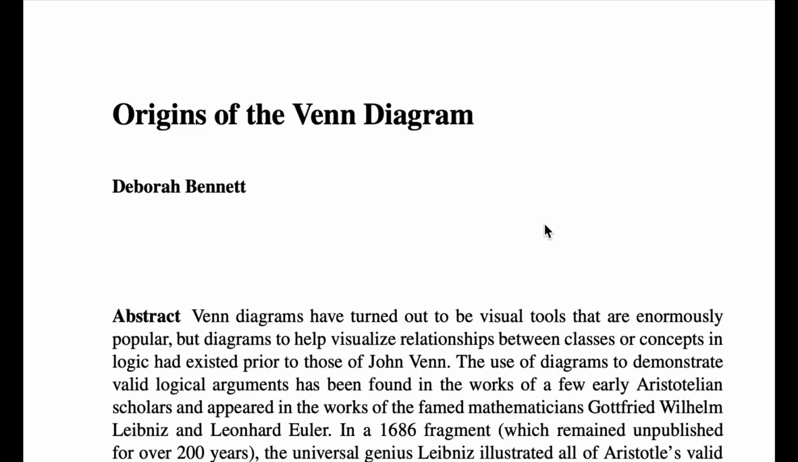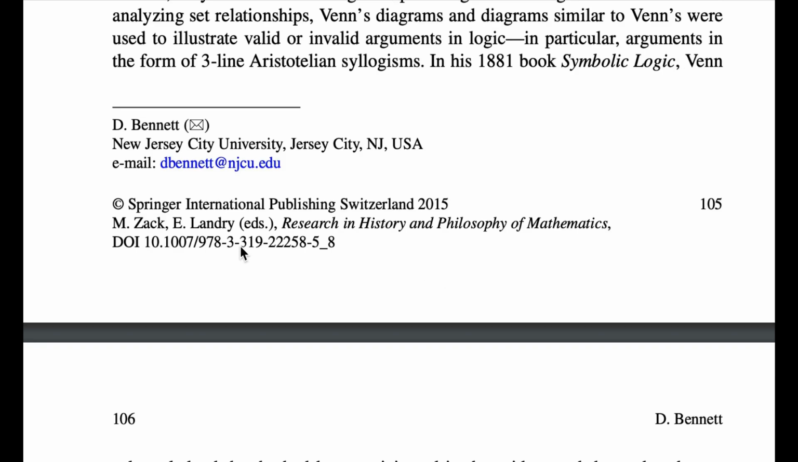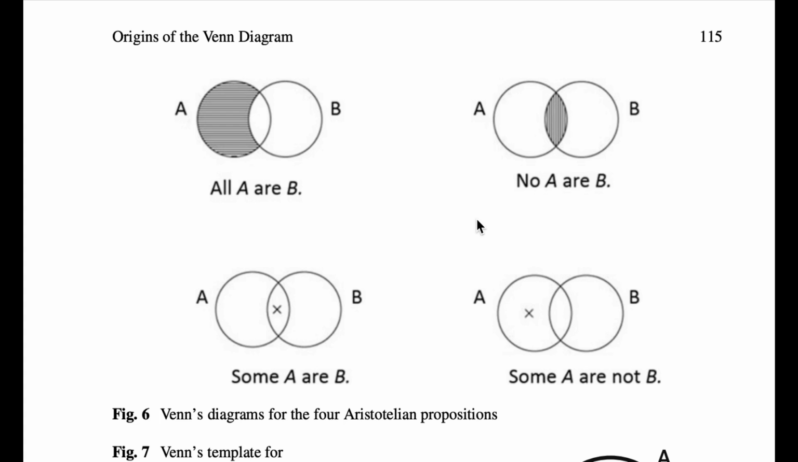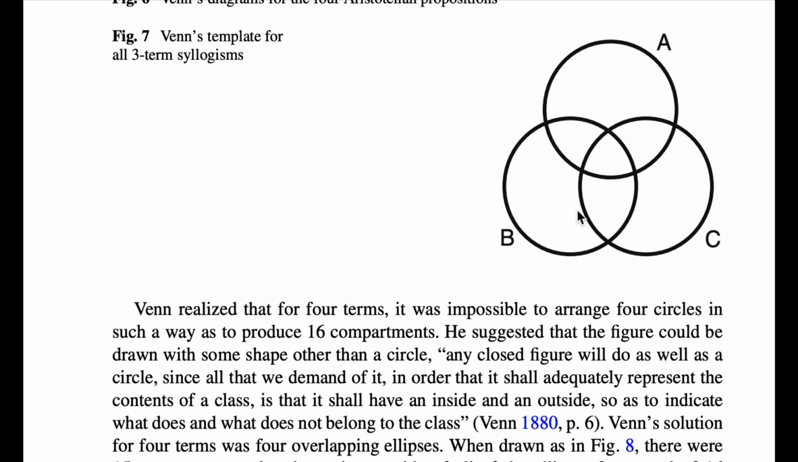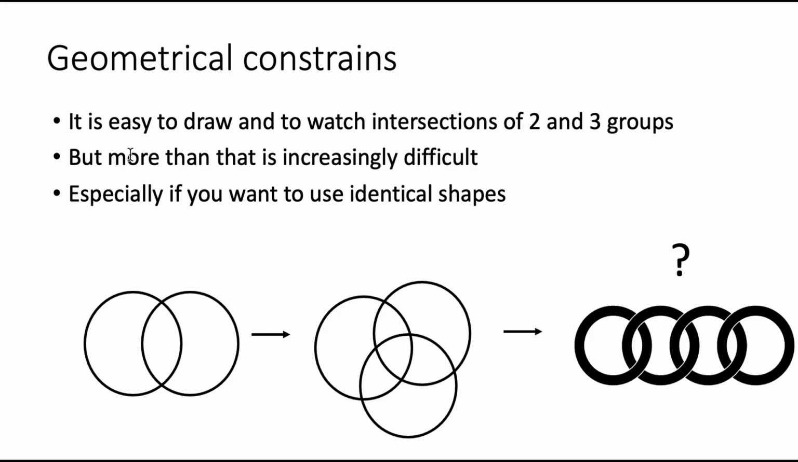The long version of this story can be found in a PDF, Origins of the Venn Diagram by Deborah Bennett, which is published in the book Researching History and Philosophy of Mathematics. She reproduces the drawings of Venn, but also adds this figure, which opened Pandora's box, meaning how many circles you can make that would obey the rule of a Venn diagram.